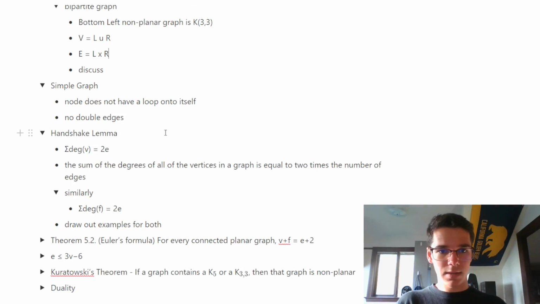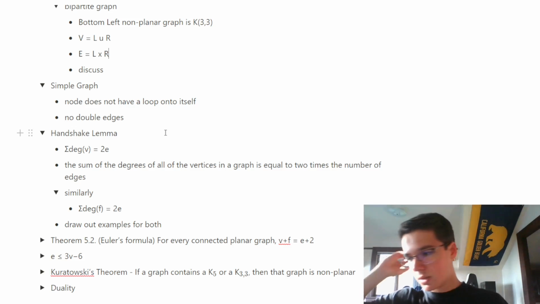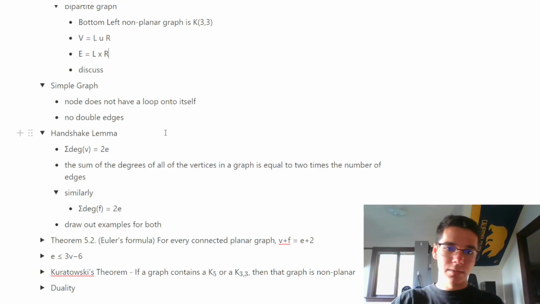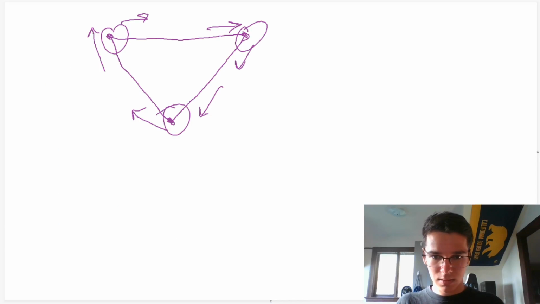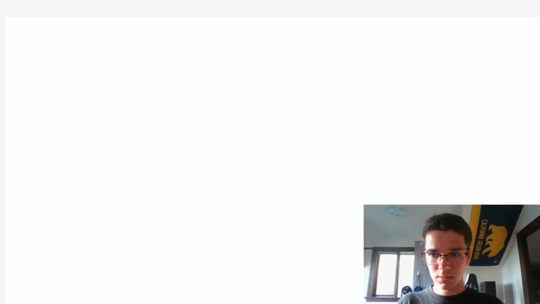But so now for the handshake lemma. The sum of the degrees of the vertices in a simple and planar graph is equal to 2 times the number of edges. So let me make this clear. We're going to switch over to Paint, and I'm going to draw a planar graph.